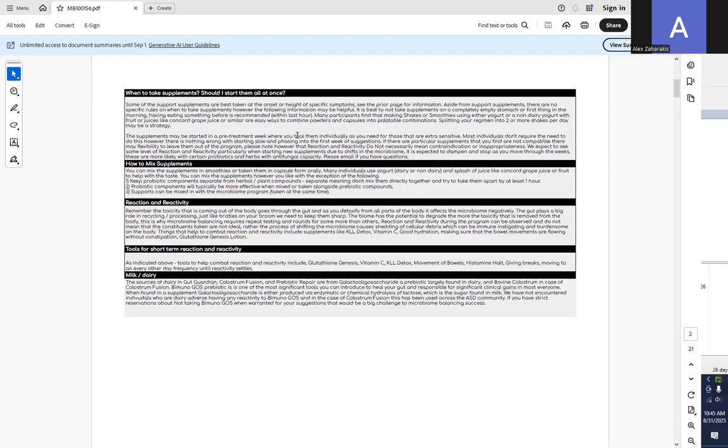There's some information there about how to mix supplements, reaction and reactivity. If you get into a flare, there's some suggestions here that might be able to help you get out. So some things that are usually typically good are the KLL detox, additional vitamin C, making sure the bowels are moving, glutathione genesis lotion. There's another one that I'll be adding here.